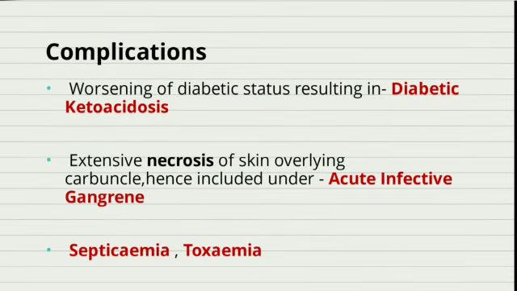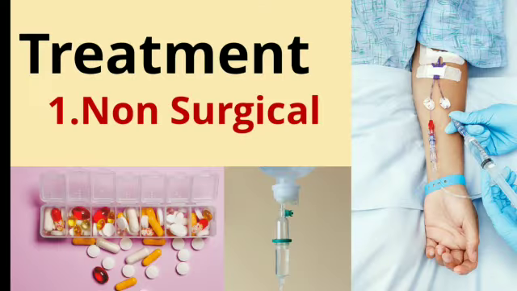Now, complications. What are the complications associated with carbuncle? Worsening of diabetic status can result in diabetic ketoacidosis. There is extensive necrosis of skin overlying the carbuncle, due to which it is included under acute infective gangrene, and there may also be septicemia or toxemia.